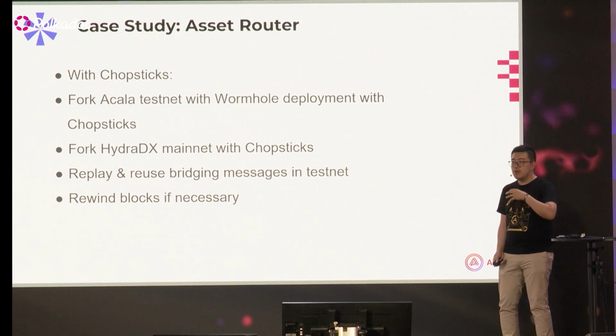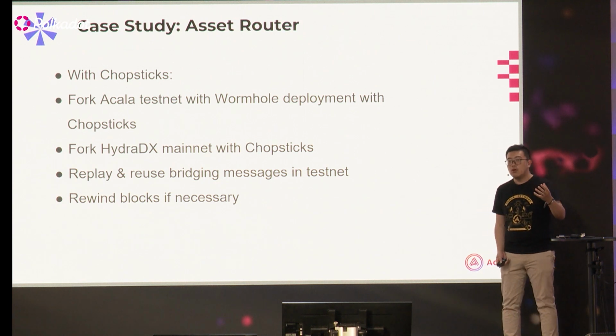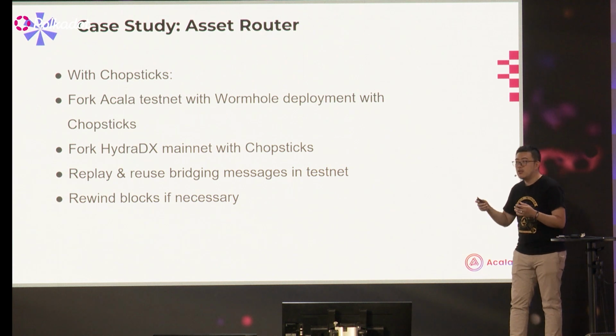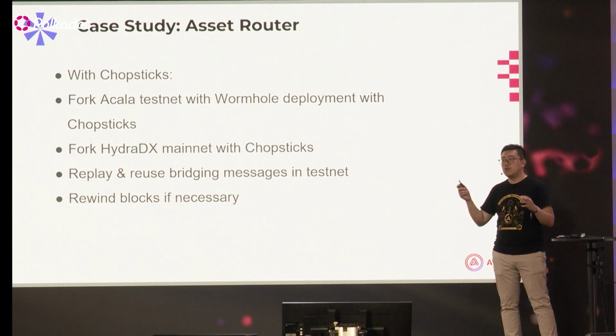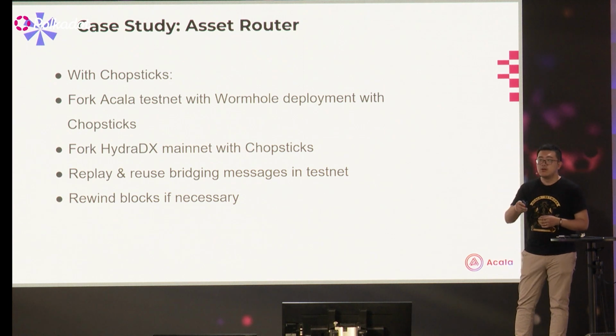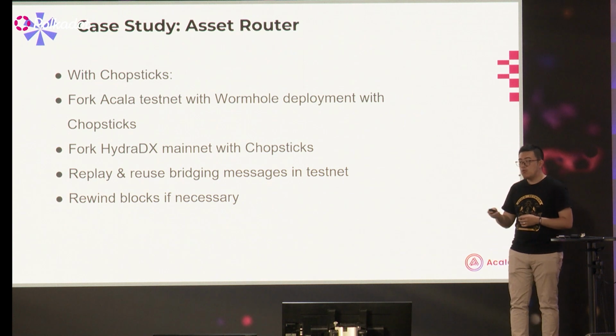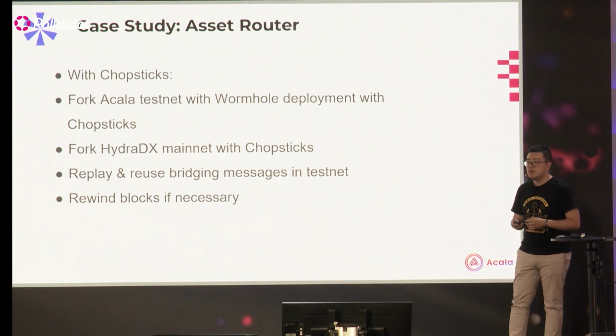And then we manually replay the transactions. Or, for example, we can deploy the Asset Router contracts and then replay the transactions, and then see if that works. And if it doesn't work, that's fine. We just rewind the block and try it again until it works. And it's literally one line of code, one RPC call to rewind the blocks. So that makes a lot of testing much, much easier.